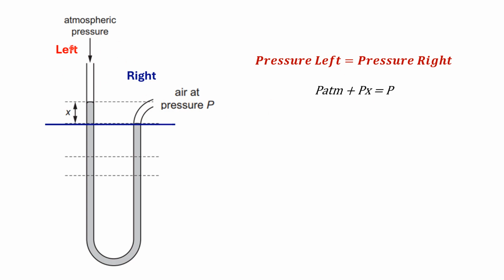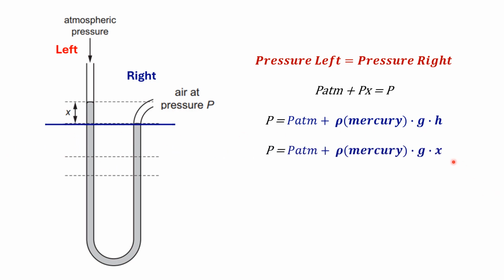So let's write it this way. On the left, P atm plus the pressure of the mercury; it's the same fluid but different levels, so let me call this height X. And on the right, let's call it just P. Now doing some substitutions, the liquid at the level X is mercury, so the density of the mercury times g times this height. However, this height is just X, so that's the equation that we have for this side of the W-shaped tube.